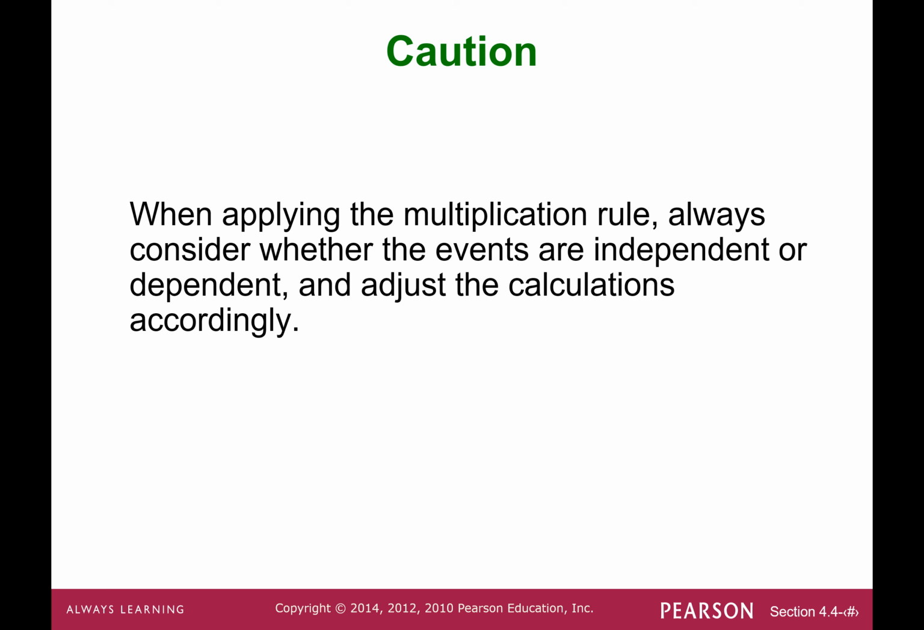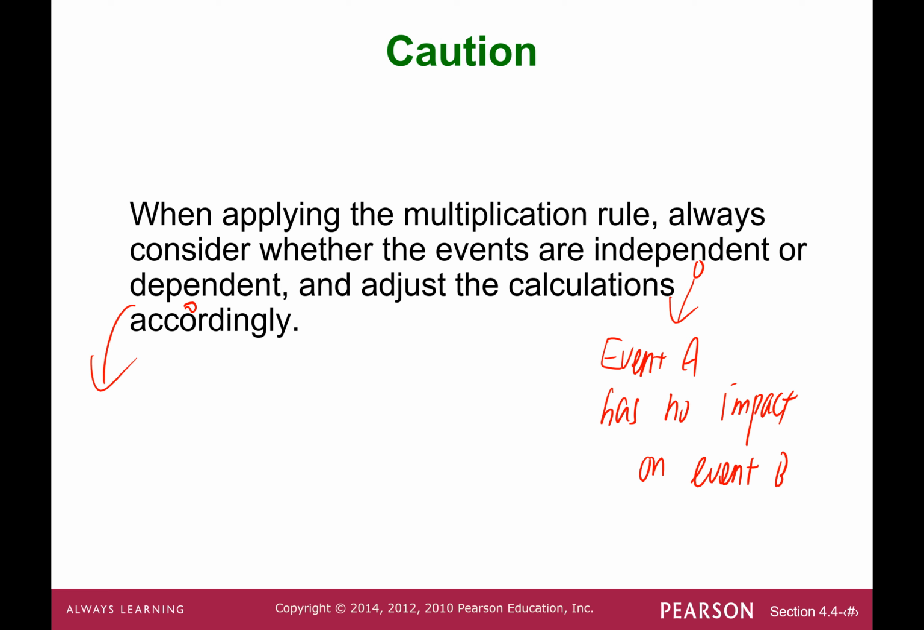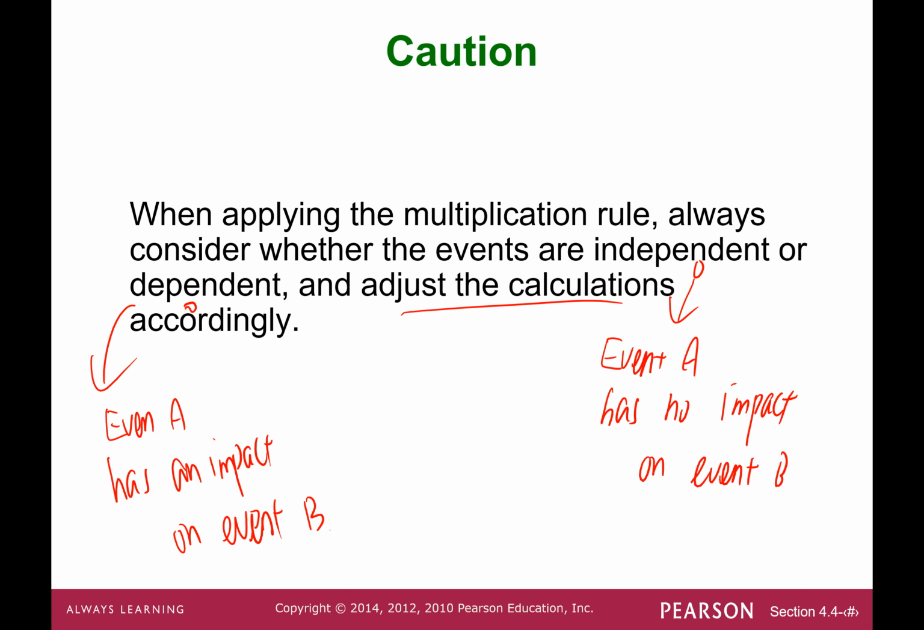When applying the multiplication rule, always consider whether the events are independent. Independent means event A has no impact on event B. Dependent means event A has impact on event B. Adjust the calculation accordingly.